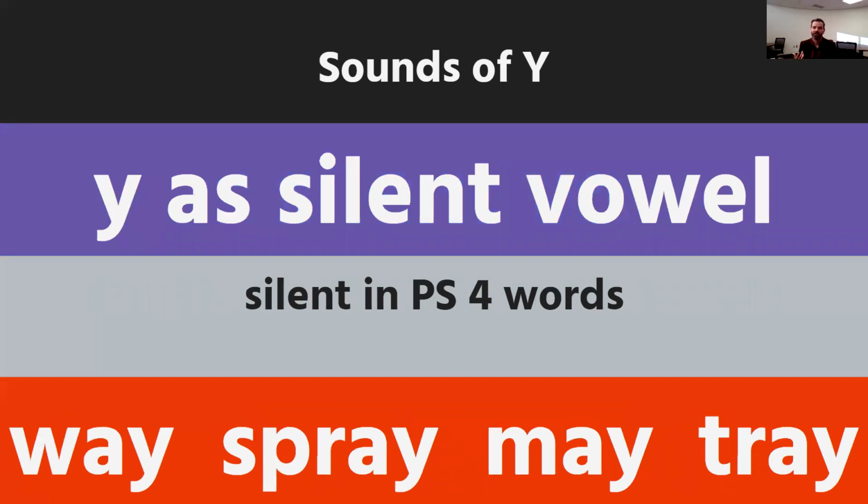Now Y can also function as a silent vowel. This happens in phonetic skill 4 words. When Y is the second vowel in an adjacent pair, it will be silent and it will make the vowel before it become long. So we see this in words like way, spray, may, and tray. All of these words have the AY combination. Now, AE is a common combination, but that usually happens at the beginning or middle of a word. When we have the AY combination to make that long A sound, it usually happens at the end of the word.